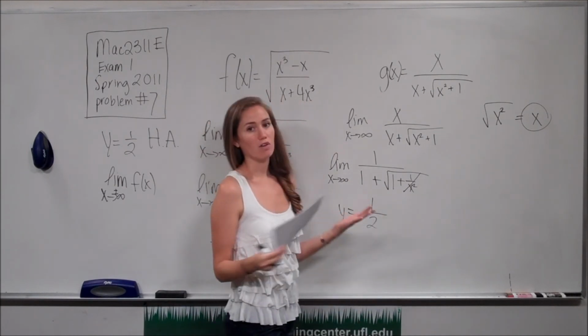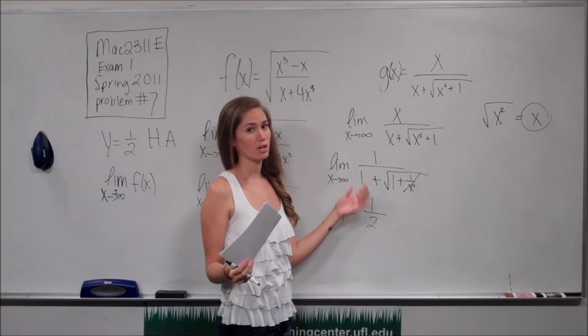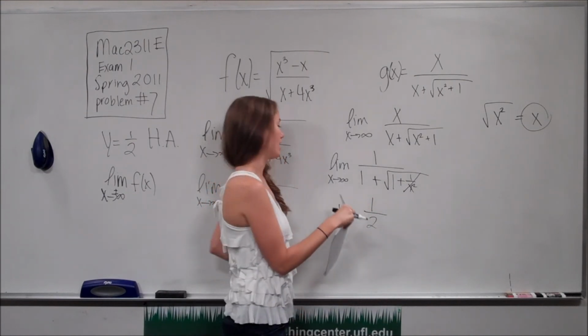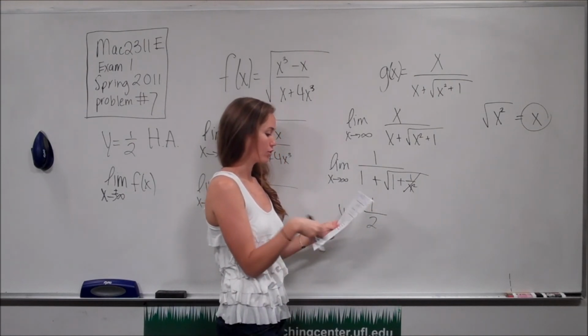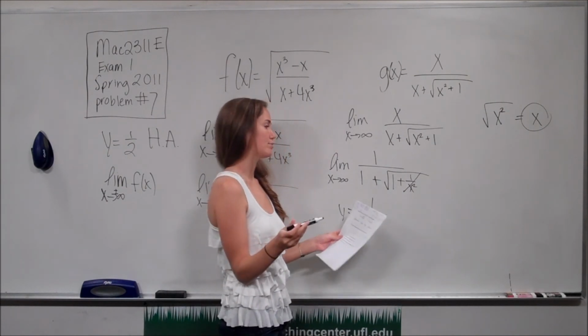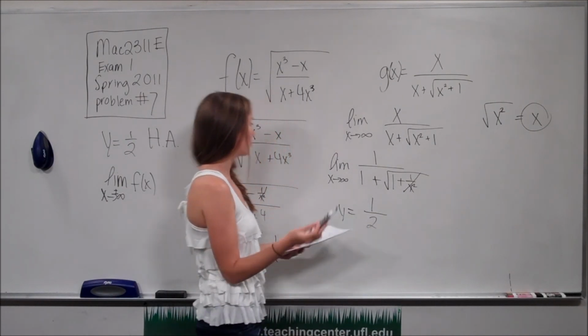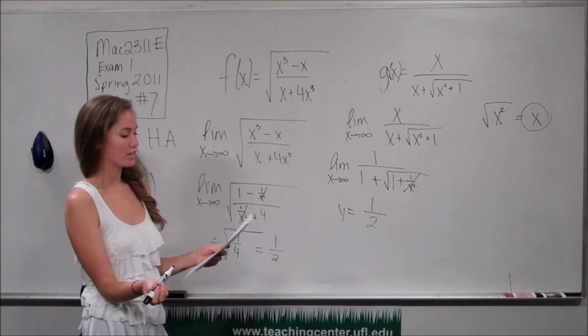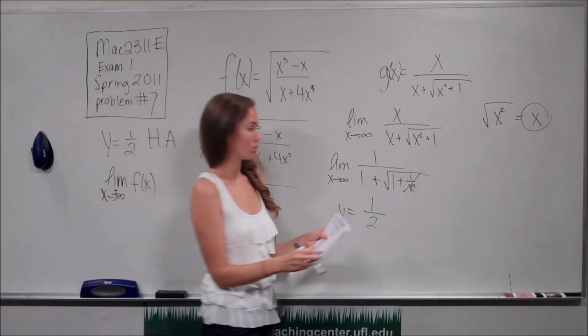We don't even have to solve for the limit as x approaches negative infinity, because we already know that there is a horizontal asymptote at y equals 1/2. There could be another one, but all we care about right now for this problem is if there's a horizontal asymptote at y equals 1/2. Both functions have a horizontal asymptote there, and so our answer is going to be A.